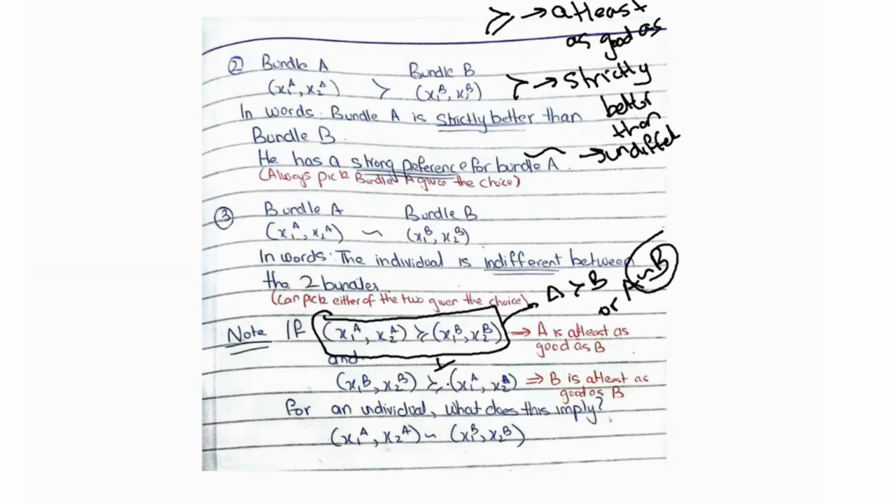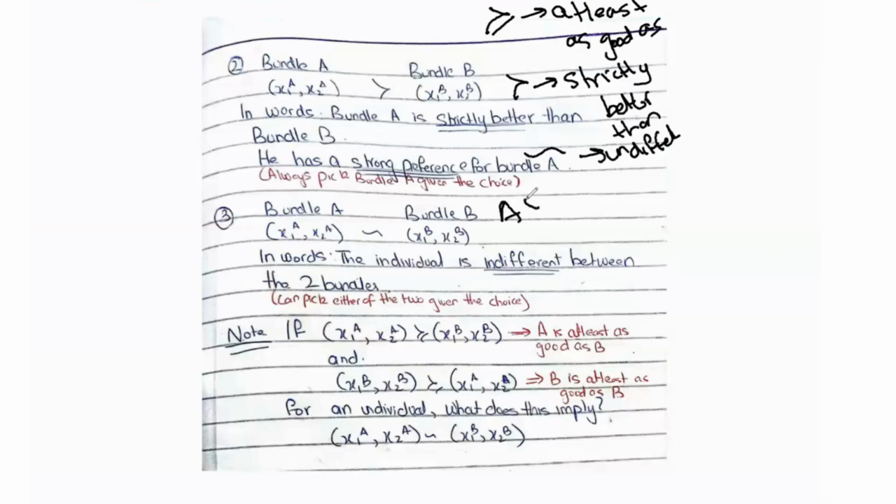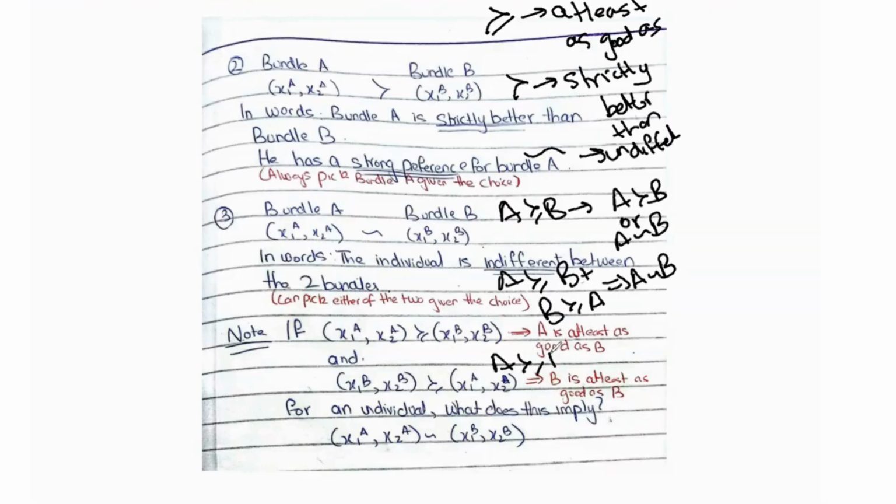If it was the case that we found out that A is at least as good as B, but B is not at least as good as A, then in that case, A is strictly preferred to B. So the idea is that if you just know that A is at least as good as B, it could be that A is strictly preferred to B or A is indifferent to B. But if you know A is at least as good as B, plus you know B is at least as good as A, then that means that A is indifferent to B. If you know that A is at least as good as B, plus B is not at least as good as A, then that means A is strictly preferred to B.